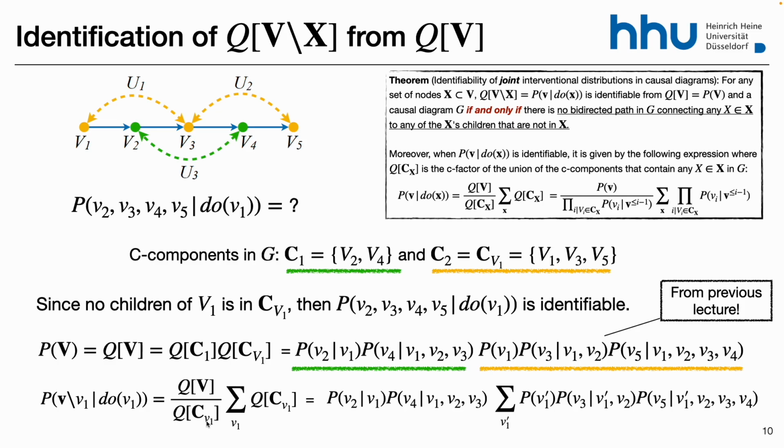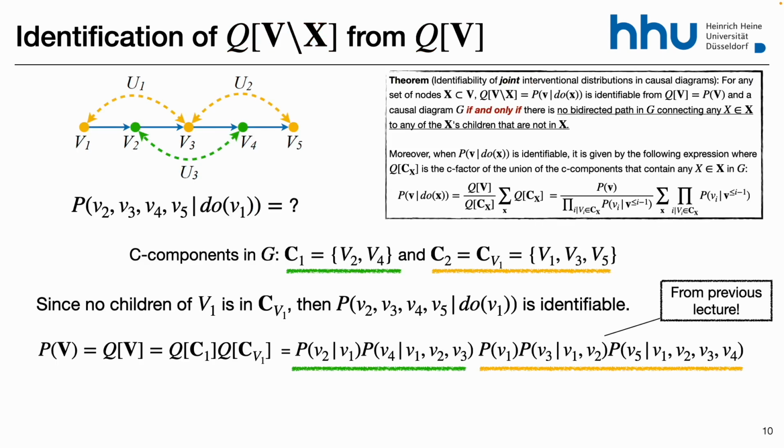Anyways, here we computed the probability of everything else given do V1, using that expression we saw. So that's an expression for the joint intervention distribution. That's the whole thing. So that's identifiability, because nothing here depends on do. So we already have the expression. Okay, it's too much, I know, but it's fine up to here.